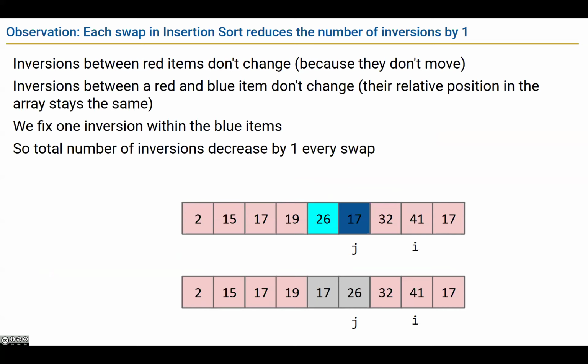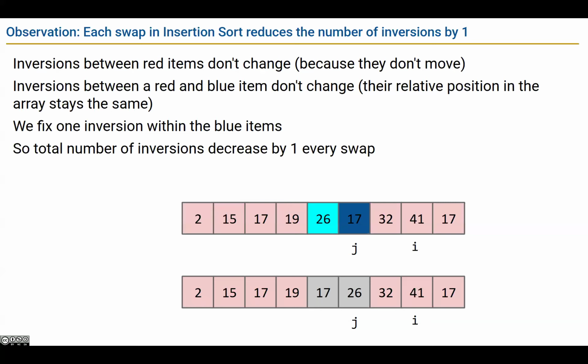Well, let's look at what happens in a swap. We're always swapping 2 items right next to each other. So if we look at these red items, if there are any inversions between 2 red items, does that change anything? No, they don't move. So if there was an inversion there earlier, there's still an inversion there now. We still haven't swapped their order.